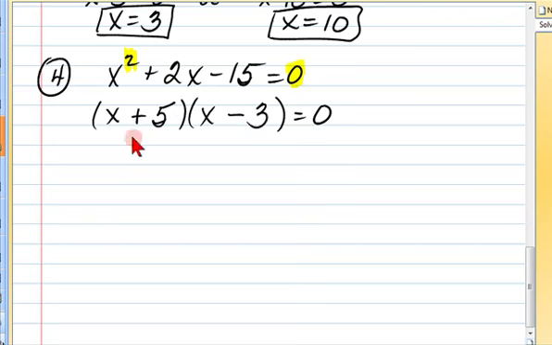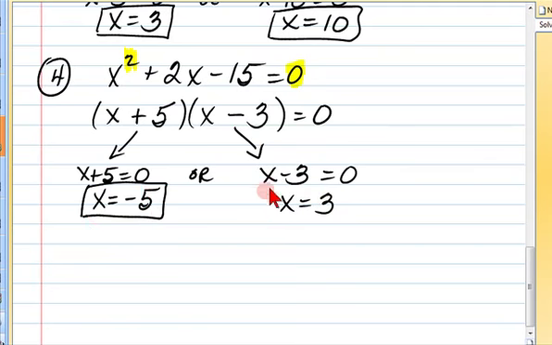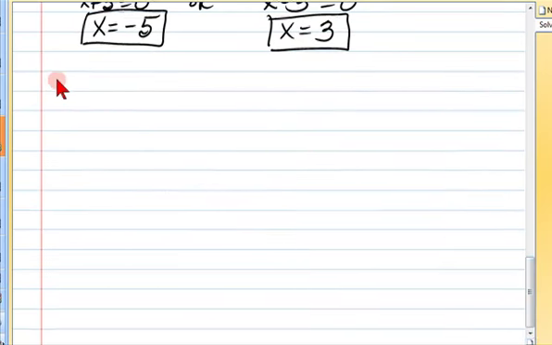Those work out. Now it's time for the zero factor property. X plus 5 equals 0 or x minus 3 equals 0. Which means, what are my answers? X equals negative 5, x equals positive 3. We doing okay? So we'll practice a few more.